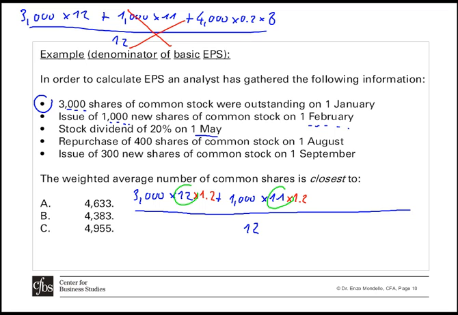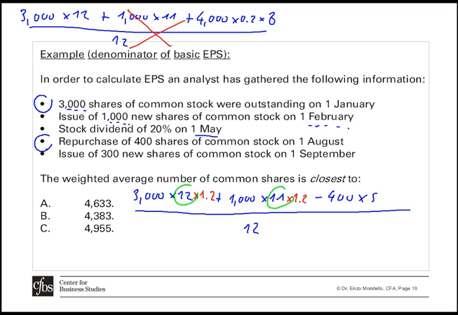So let's move on to the next bullet point. We have a repurchase of 400 shares of common stock on 1st of August. A repurchase of common stock means that the number of common shares outstanding will go down. Do you agree with that? So therefore, we have to deduct the 400 shares, and we know from 1st of August until the end of the year we have in total 5 months, so therefore times 5.